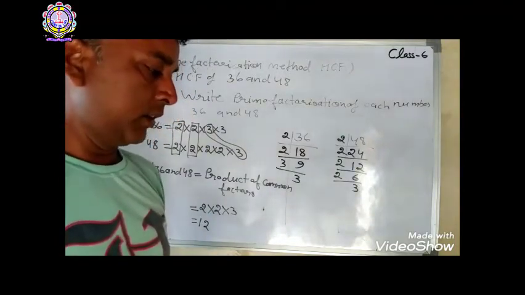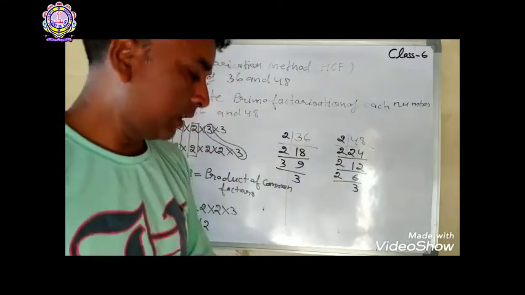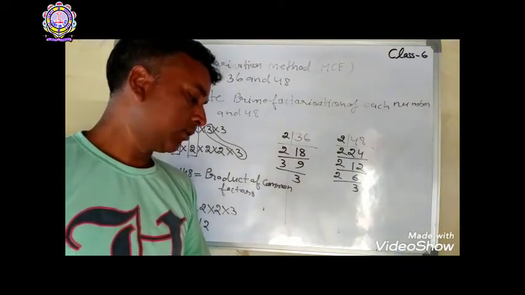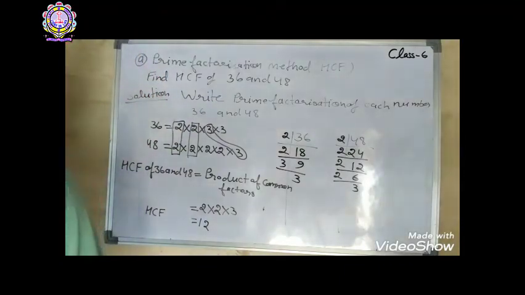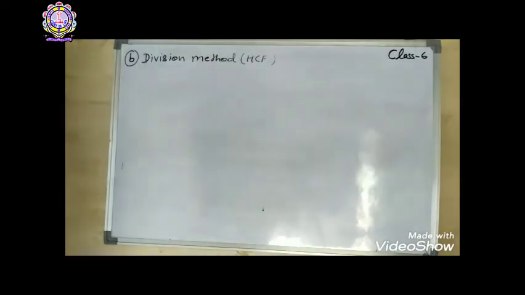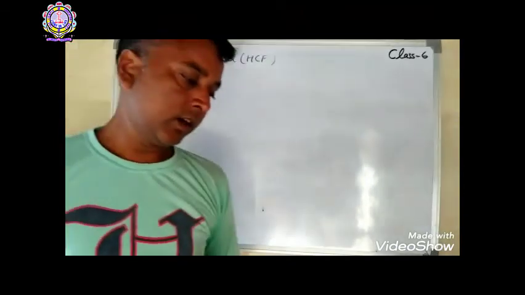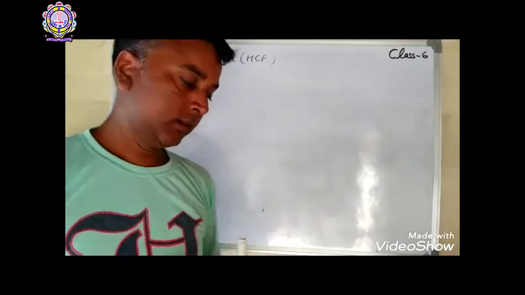So in this method, we write the prime factorization of the given numbers, then find the common factors, and then determine the highest common factor. Next method is the division method to find the HCF. In this method, we start by dividing the greater number by the smaller number.